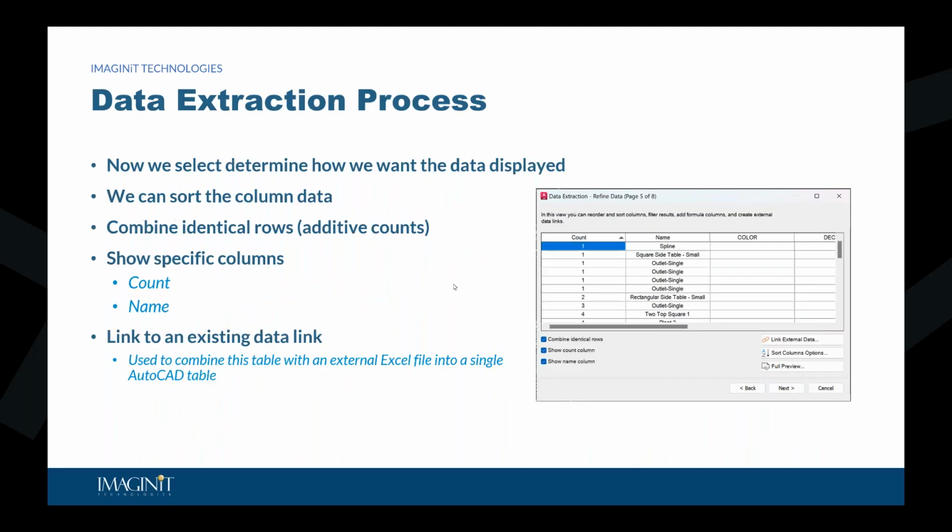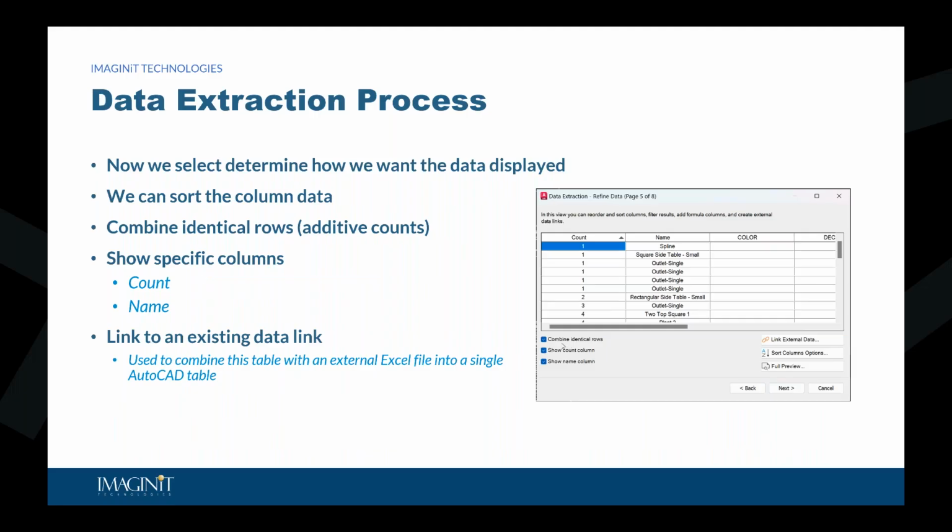Then we go into next, and then we determine how we want the information to be displayed. So we can sort the column data. We can combine identical rows, which means those are additive counts. So anywhere where those things appear the same, you will now have an additive count of how many, right? So in the example you see here, I have 2 rectangular side table smalls, and you'll see there's 2 of those. You have 3 outlet singles, and you'll see that.